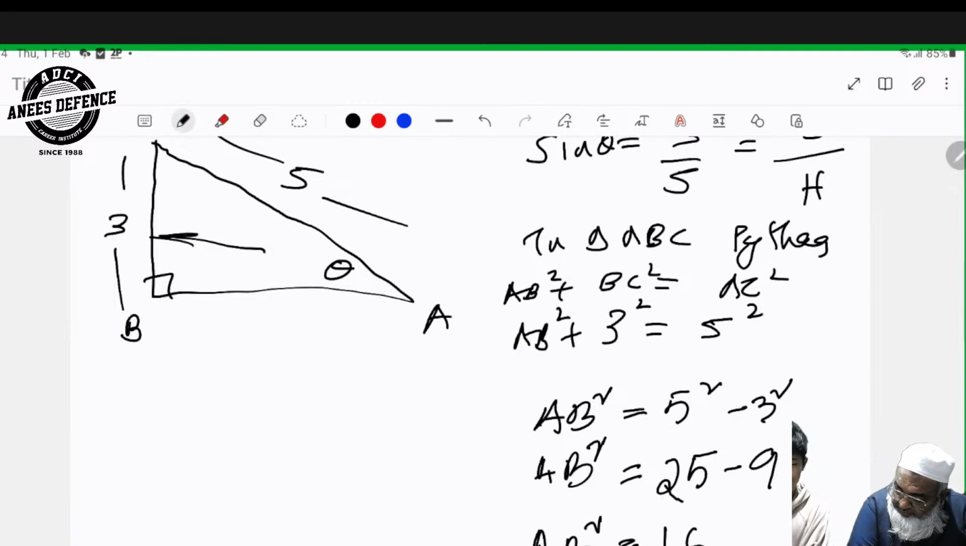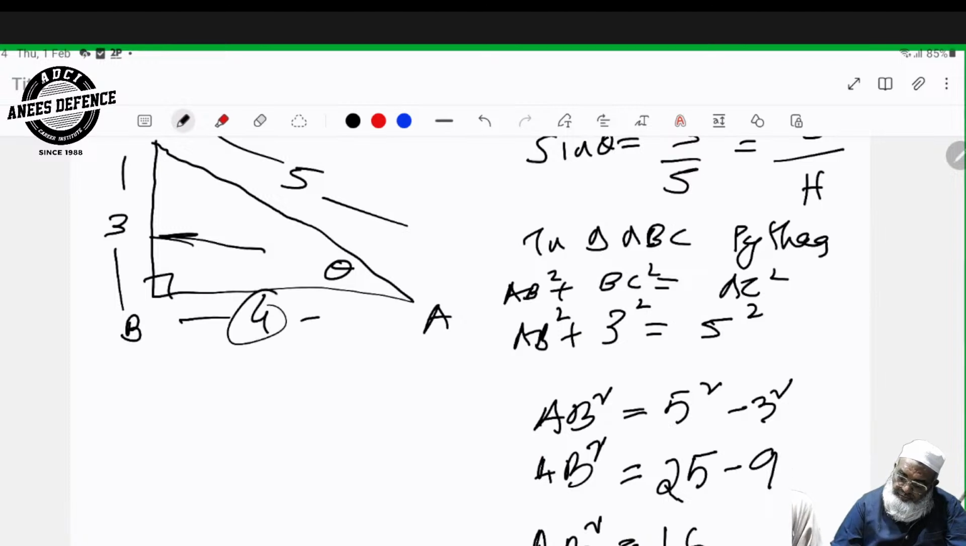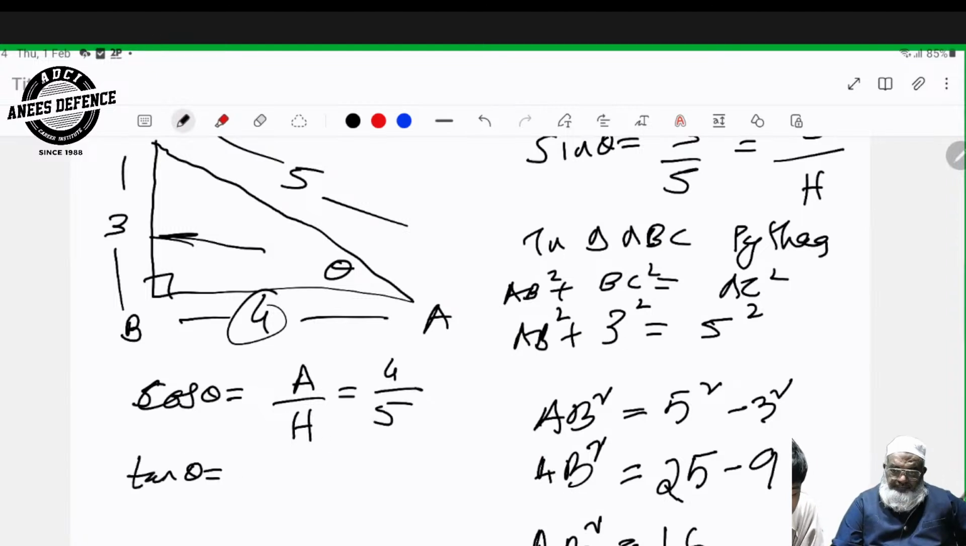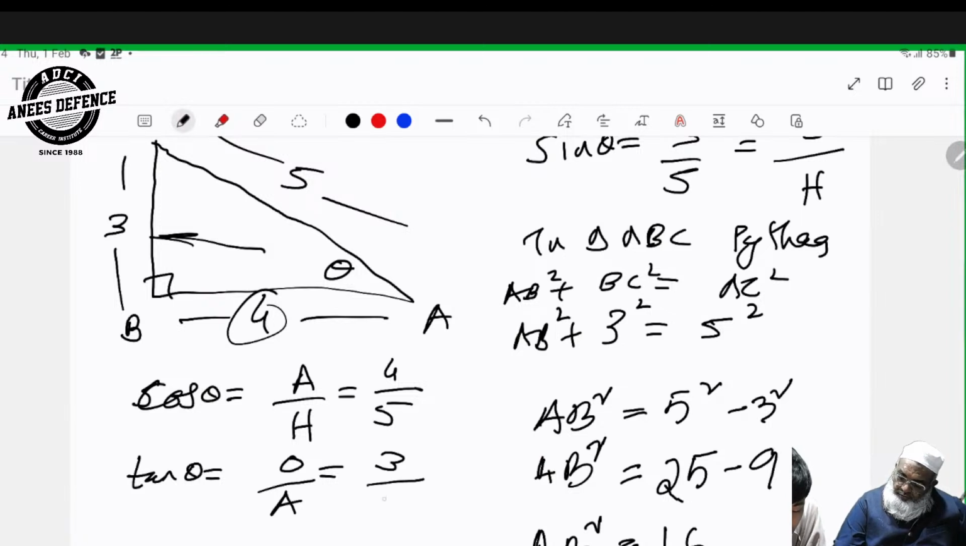Very good, very good, very good. So now this is 4, right? What is cos theta? Adjacent upon hypotenuse. What is adjacent? Adjacent is 4. What is tan theta? Opposite upon adjacent. What is opposite? Opposite is 3. Right? Adjacent is? Adjacent is 4.